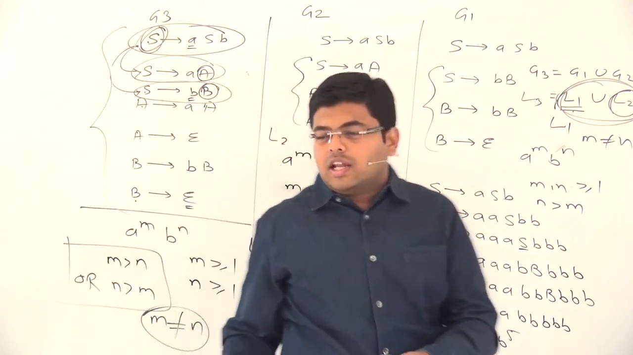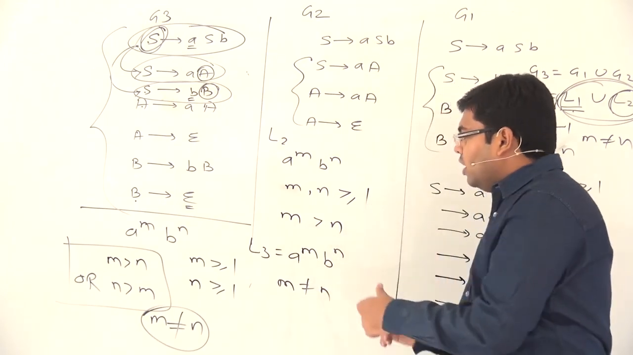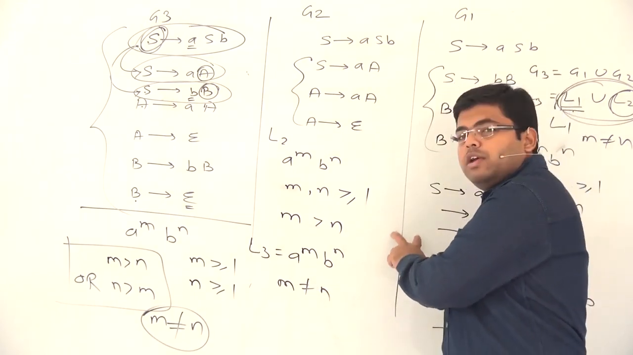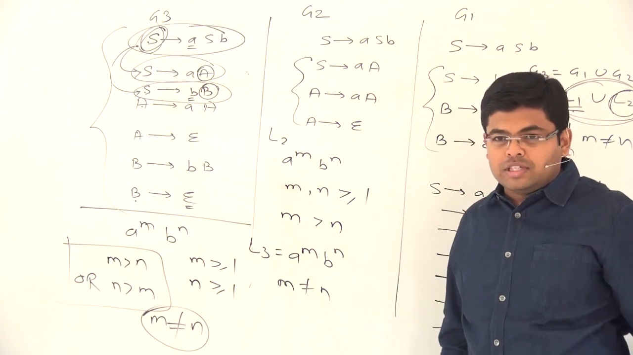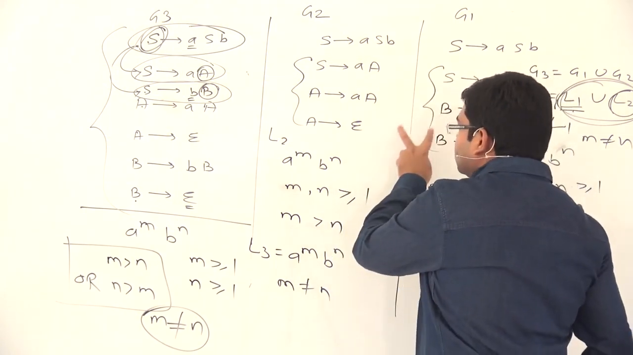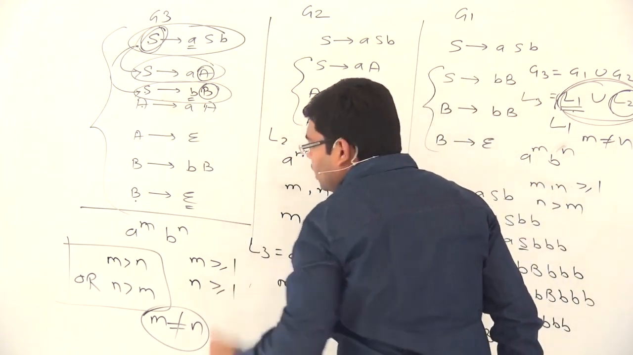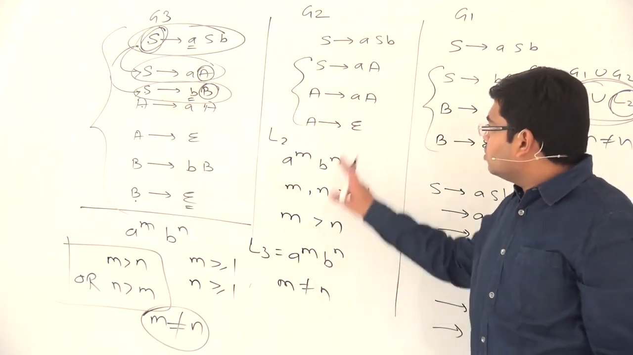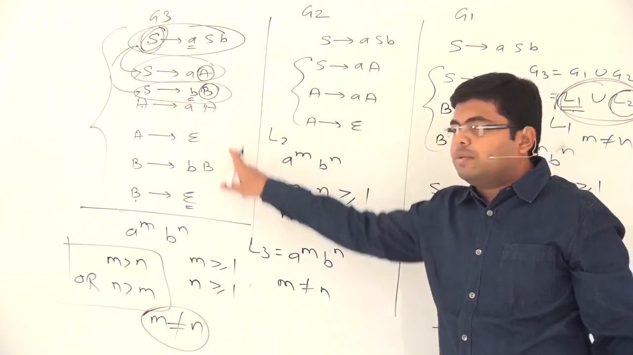So let's be very clear with this example, quite important, and this example will be useful when we discuss the closure properties of CFG. The important thing is, whenever you take the union of two context free grammars, the result will also be a CFG. Okay, so CFG union CFG, the result will be a CFG.